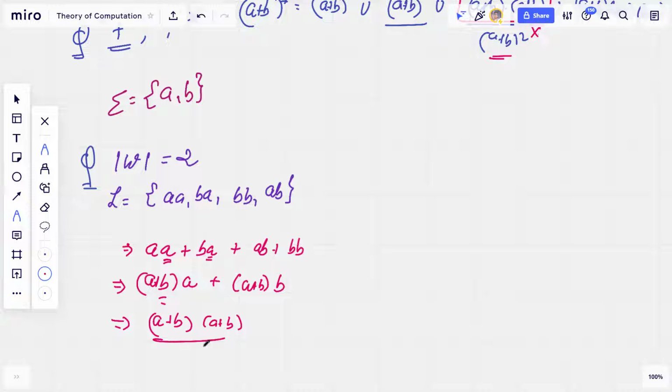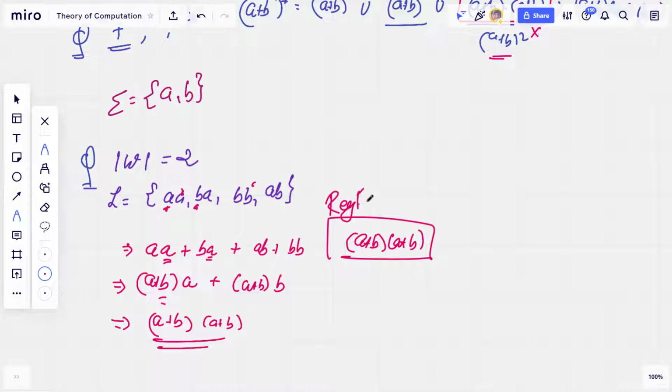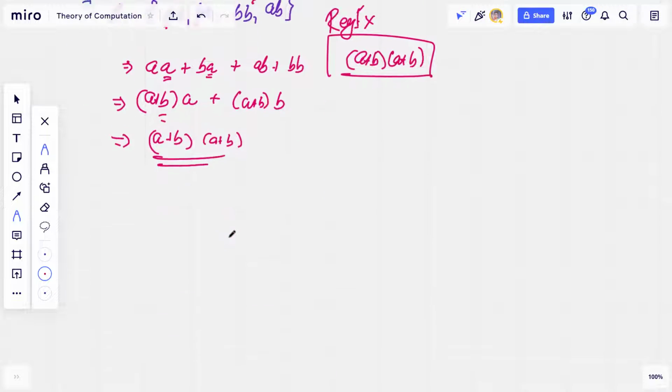I take time to derive this, but the idea is pretty simple. The idea behind this regular expression is A or B followed by A or B. That is the idea behind this regular expression. This is the answer. I just wanted to show you how you can simplify a regular expression.